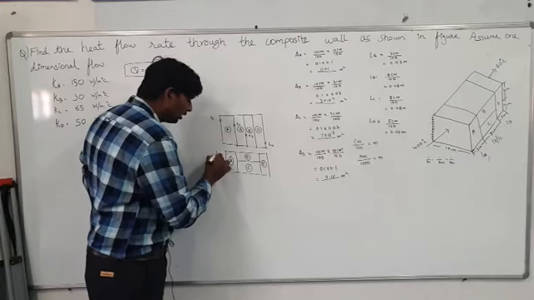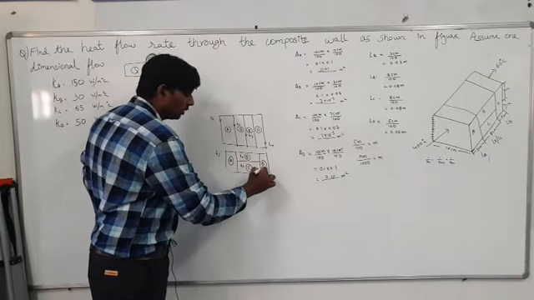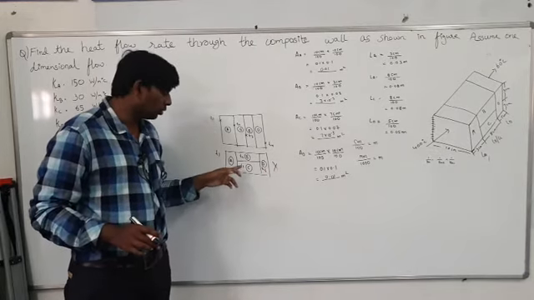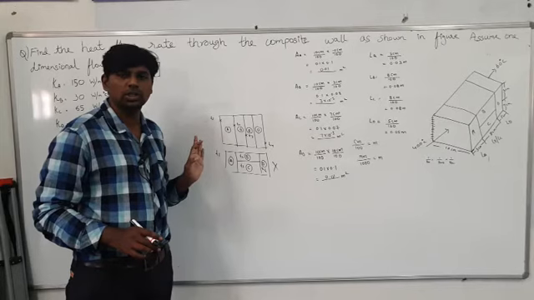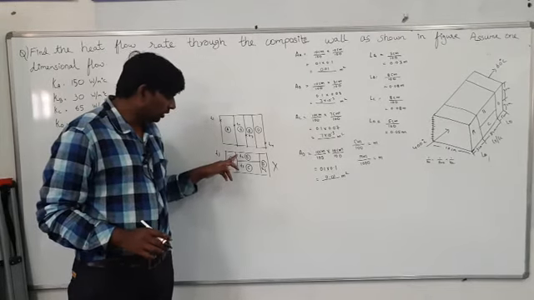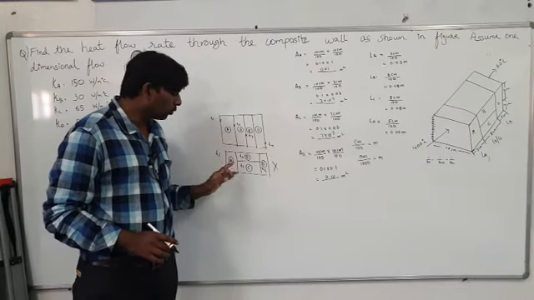So here you can't take this one as T1, this one as T2, this one as T3, this one as T4. If you take like that, it is wrong. Now, two temperatures should not be parallel to each other. See, this temperature and this temperature are parallel to each other. So you have to convert this one.